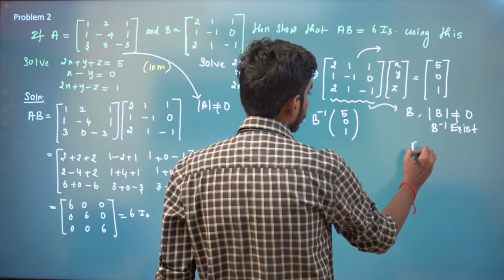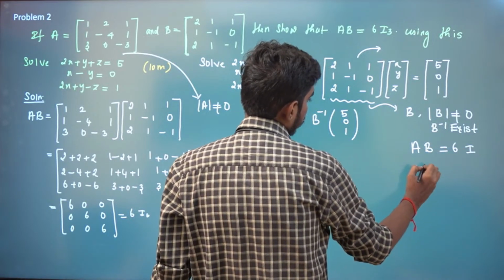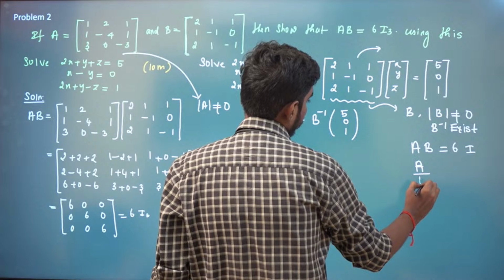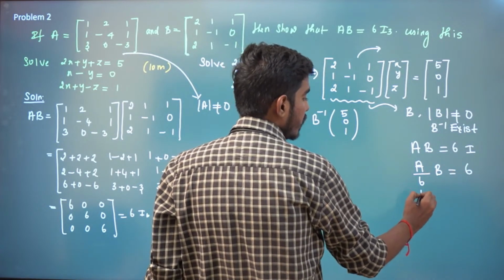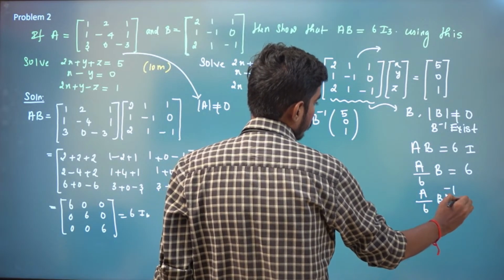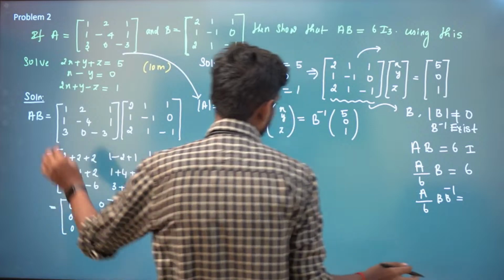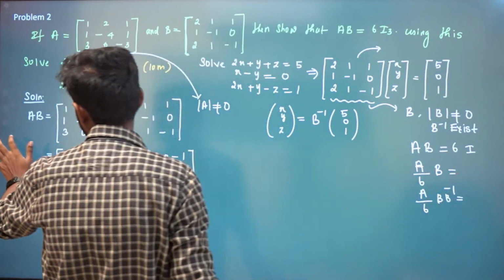So we know that AB is equal to 6 times I. So I can write this as A times B by 6 is equal to I. Now you post-multiply by B inverse.